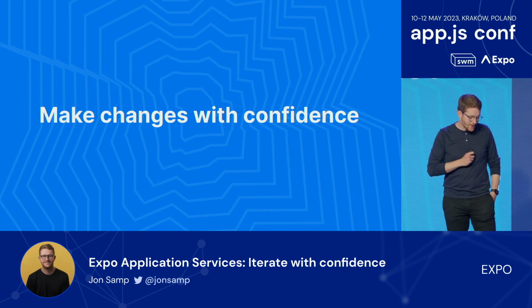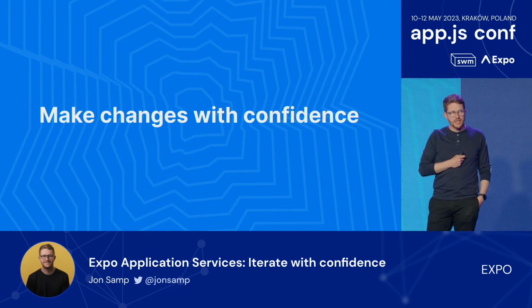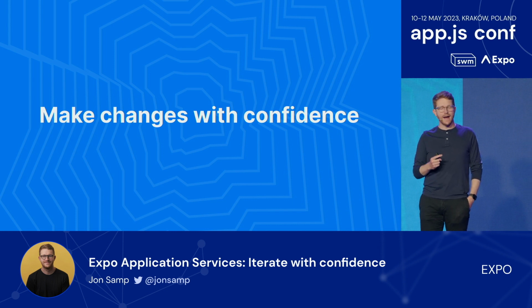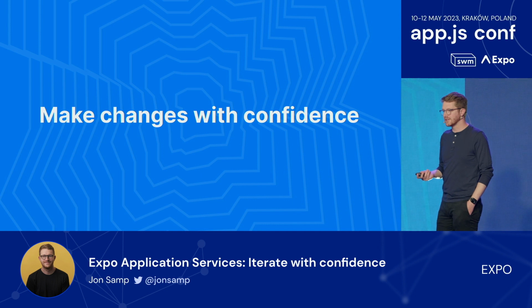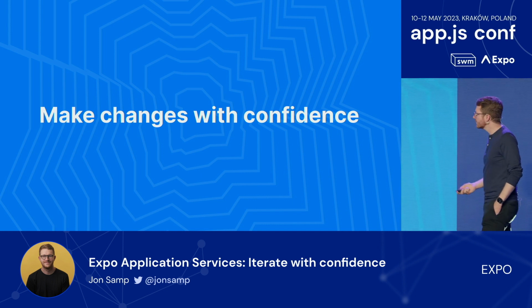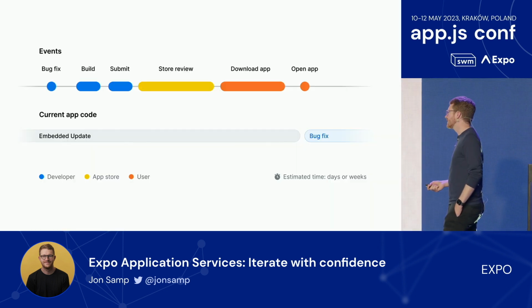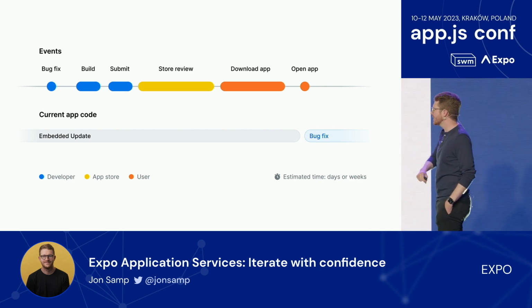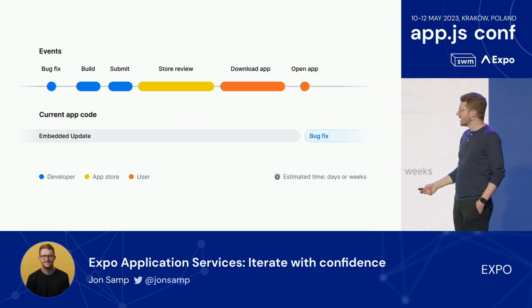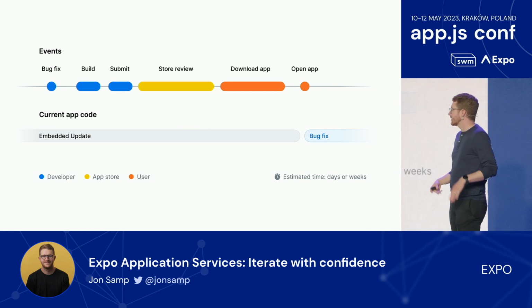All right, so moving on. I want to talk about making changes with confidence and kind of going back to that first topic I talked about, shipping features. So when I was working on apps before, when I had a bug fix, for instance, this was kind of the process that I'd have to do. So over here on the left, I'd make a bug fix. I'd have to make a build of my project with the bug fix. I've got to submit it.